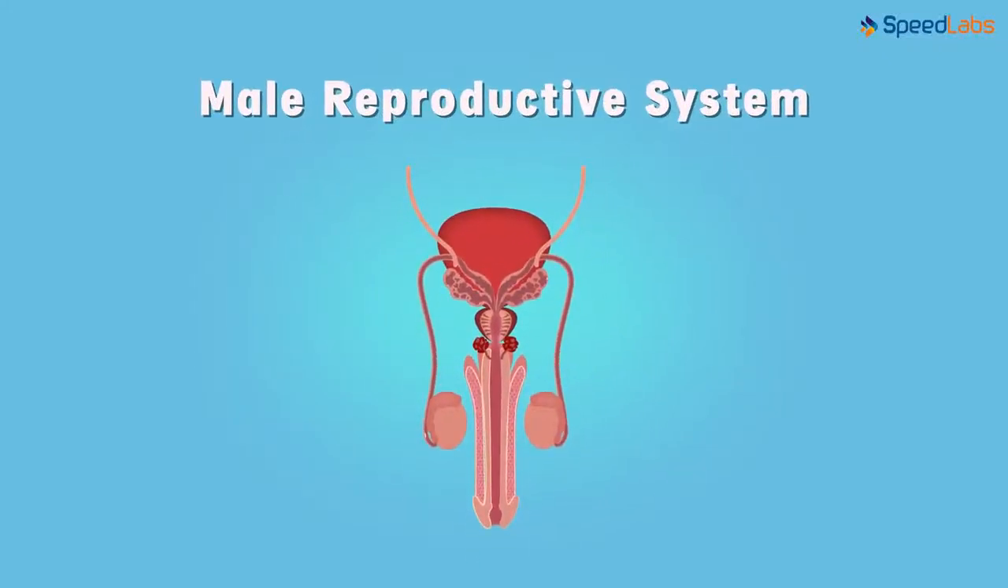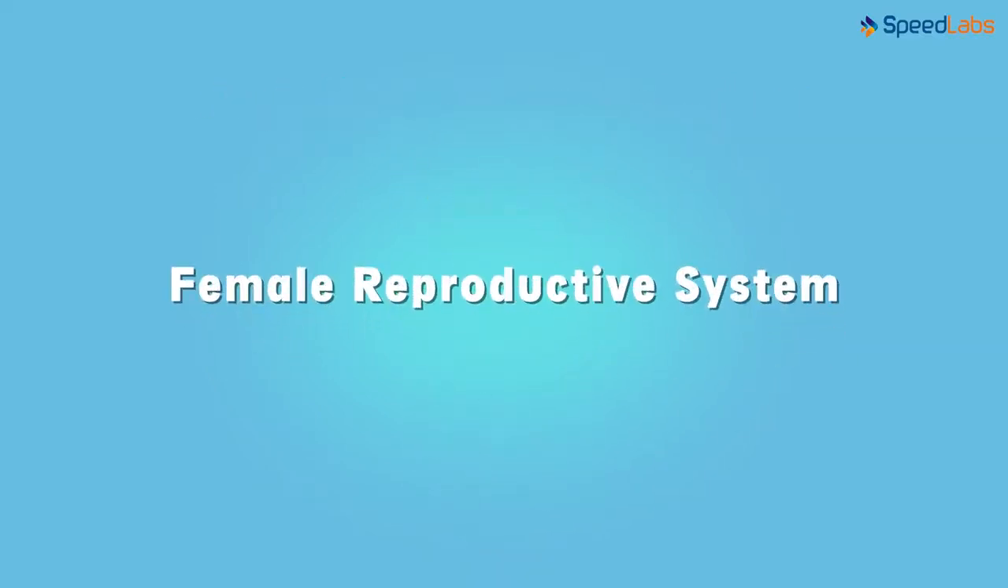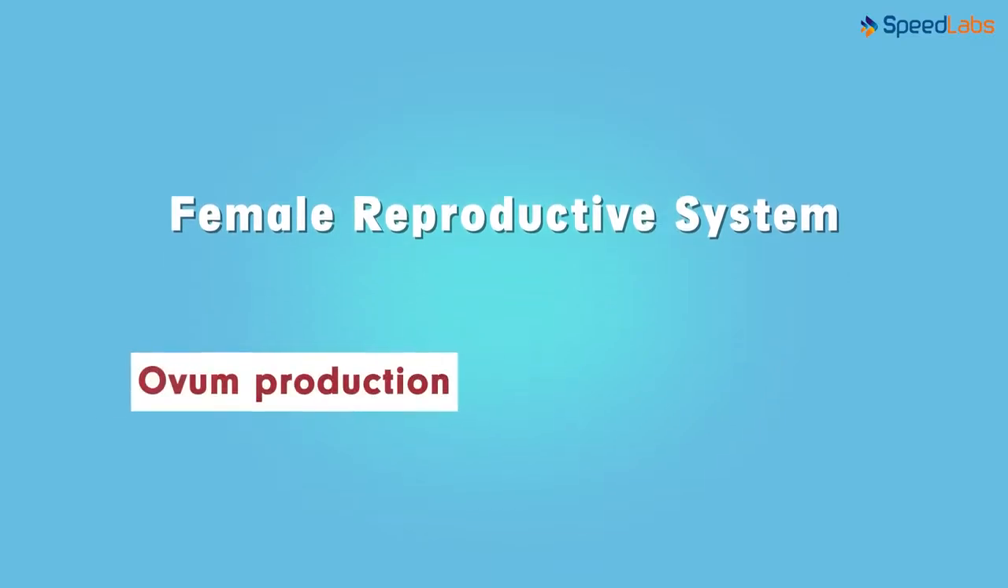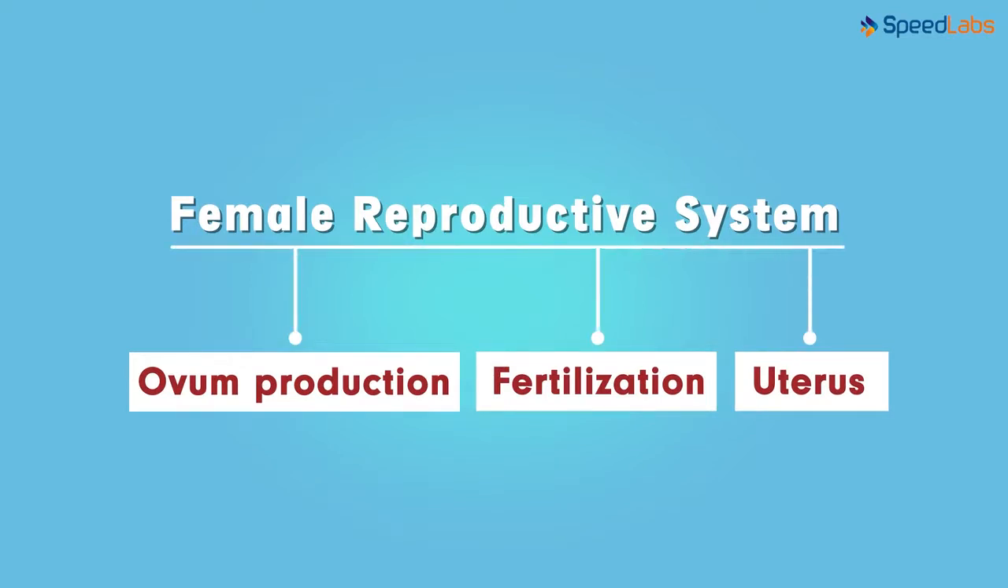We have taken a look at the reproductive system in males. Now, before moving on to the process of fertilization, we need to understand the place where this process takes place. Yes, I am referring to the female reproductive system. The site of ovum production, fertilization and the uterus are all a part of the female reproductive system. Let's have a look at this important system in this video.